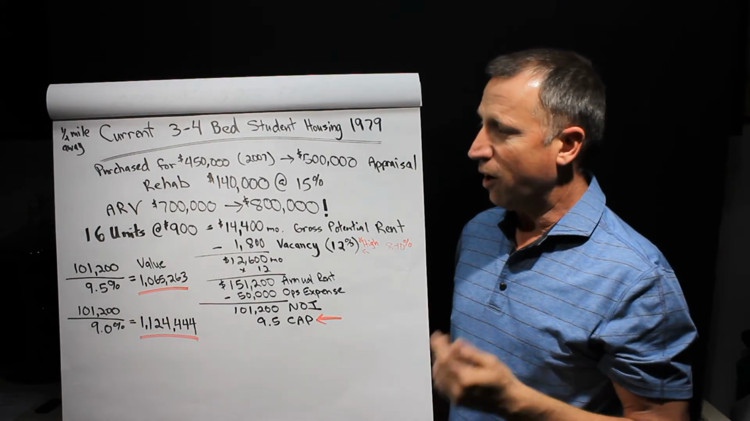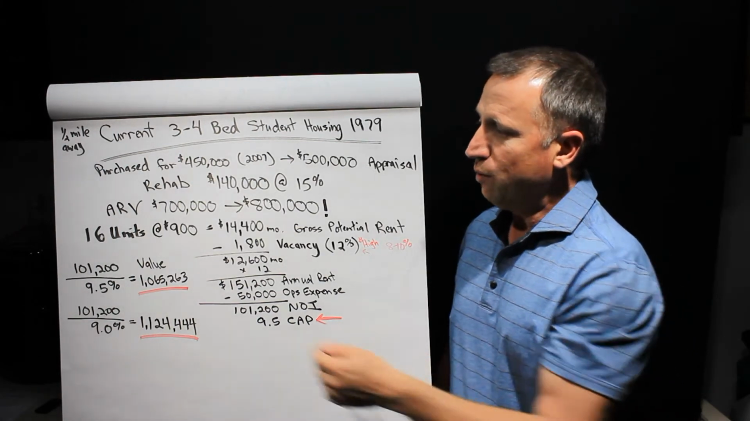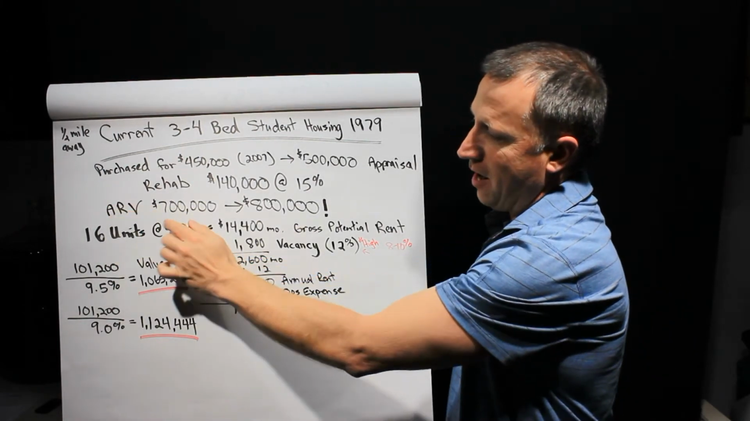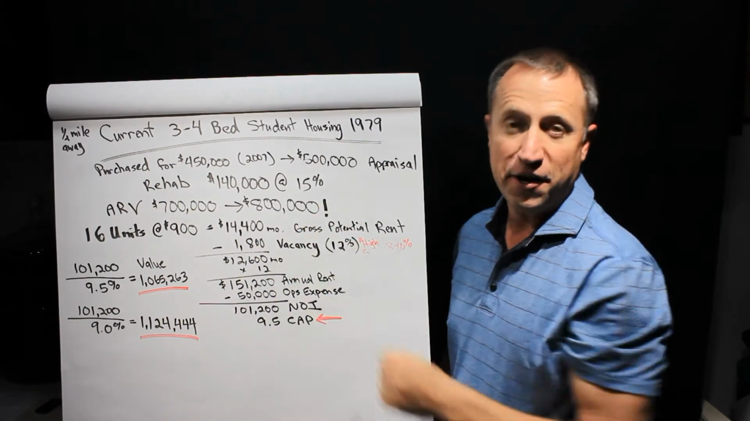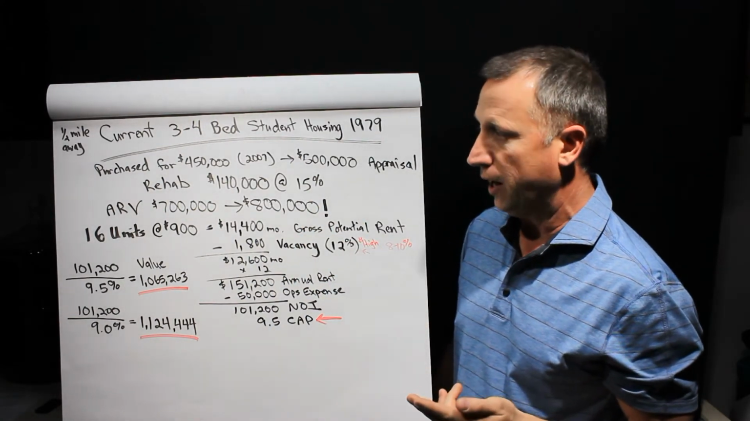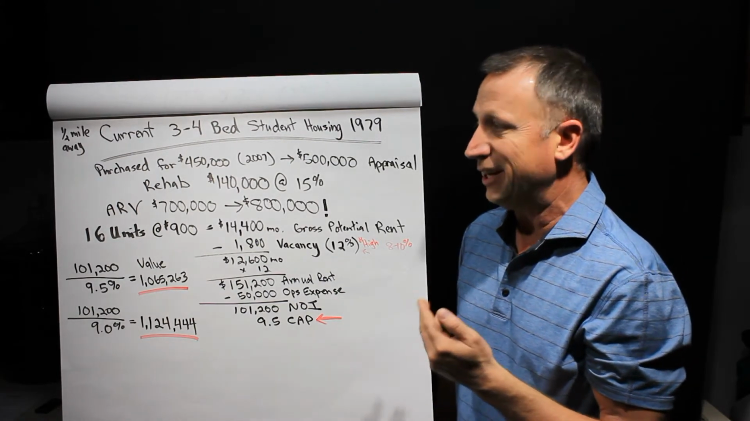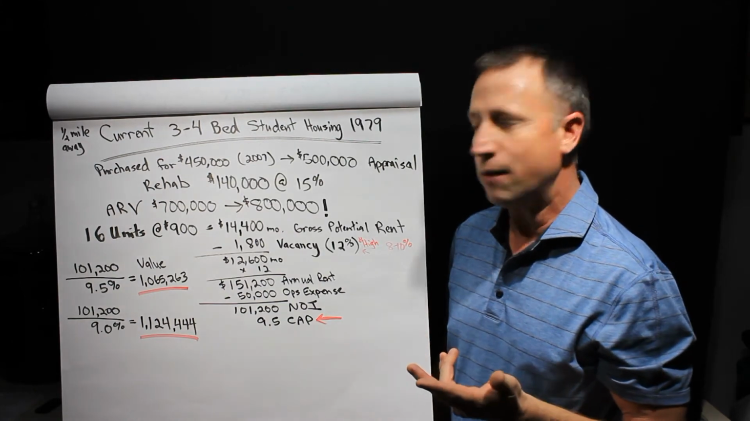Okay, but what we really want to do is take a look at what it's going to be after. We want to try to get to the after-repair value of $700,000 to $800,000. And again, this is still a 16-unit complex, just like the previous one that appraised at $780,000. So we want to get it in that same ballpark. So here's how we're going to do that.